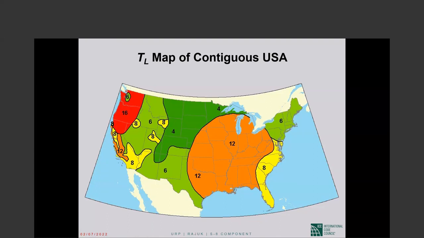So anyway, in Bangladesh, this complication doesn't arise. The T sub D, which takes the place of T sub L, has a fixed value of 2.0 seconds for all of Bangladesh.